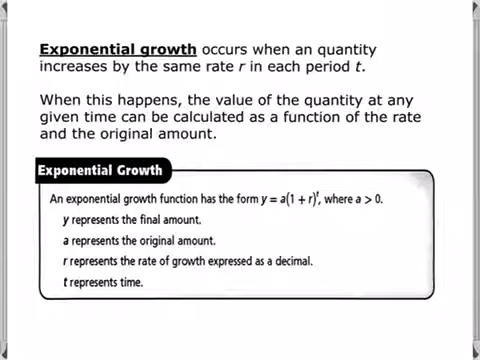So if we're calculating exponential growth, we're going to be using the formula y equals a times the quantity 1 plus r raised to the t power, where y represents your final value, a represents your original amount, r is your rate of growth as a decimal, and t represents time.